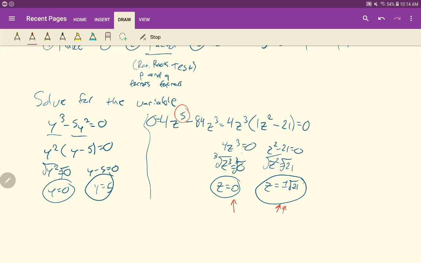Well, if you remember, this 0 actually came from a cube root. So the 0 actually counts 3 times. And so that results in having the right number of solutions. We have 5 total then with that. So just something to keep in mind there.